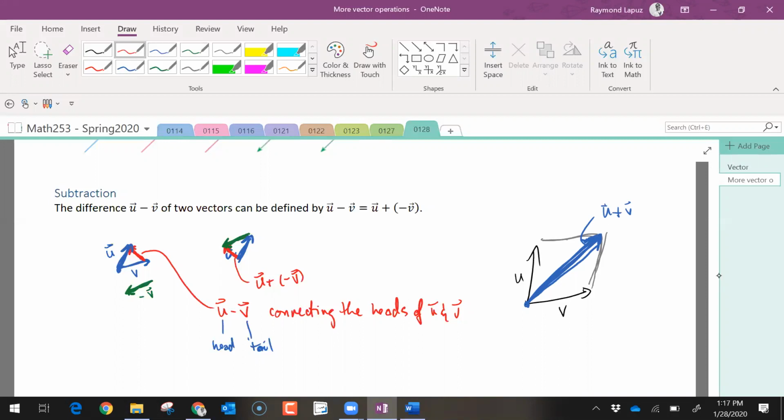And then we just saw that if we subtracted, we get the other diagonal. Well, we didn't see the diagonal because we didn't have a parallelogram, but now that we do, it turns out that the other diagonal is the subtraction, the difference between U and V. Pretty cool, huh?